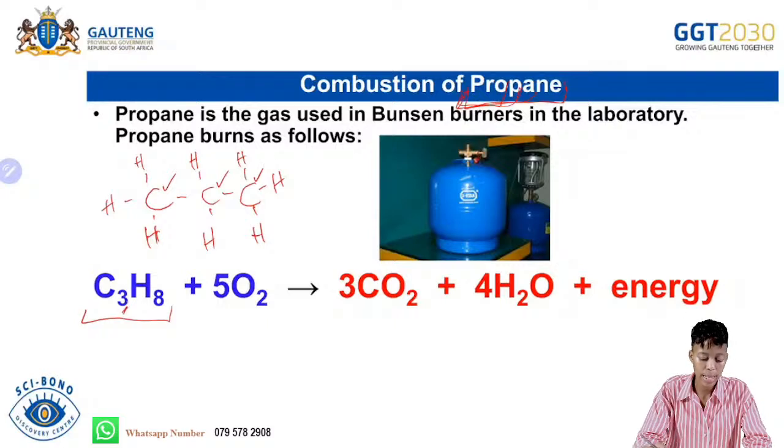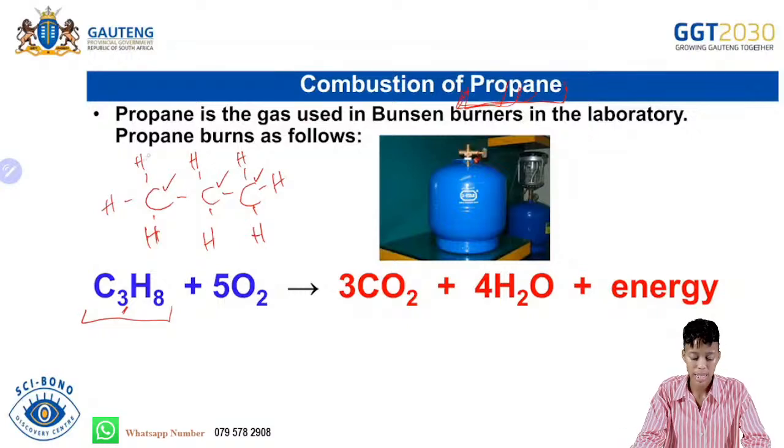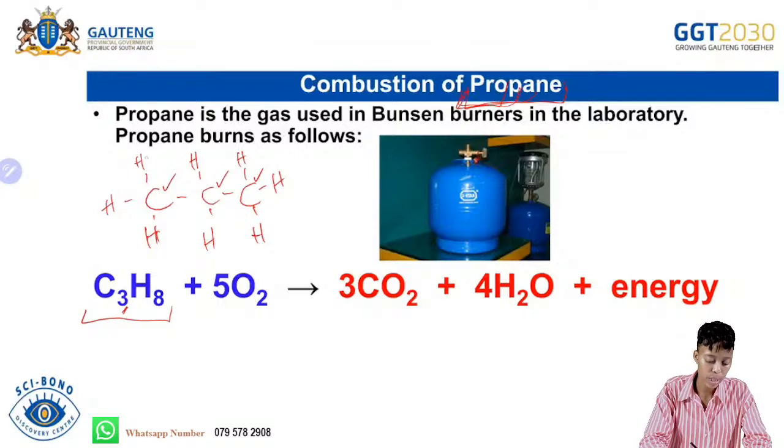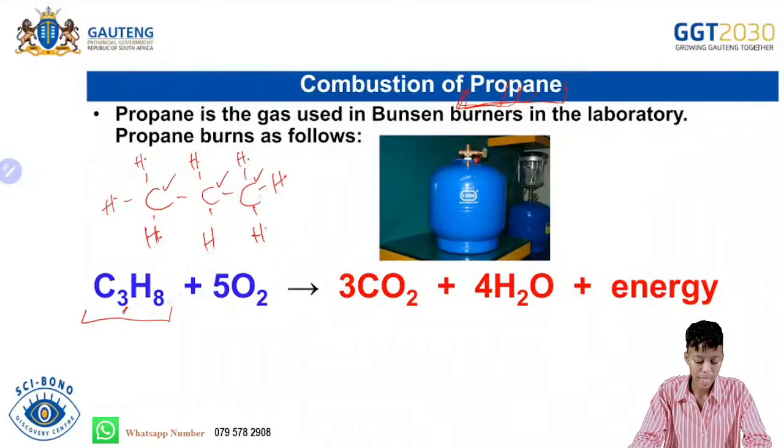So hence the C3 there. And then we are going to check how many hydrogens this propane has. So it's 1, 2, 3, 4, 5, 6, 7, 8 hydrogens. So therefore we are going to write C3 and what, an H8.